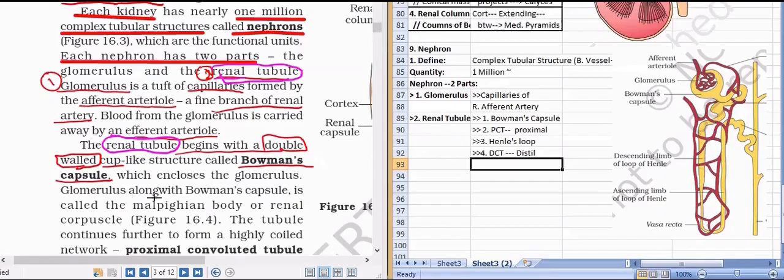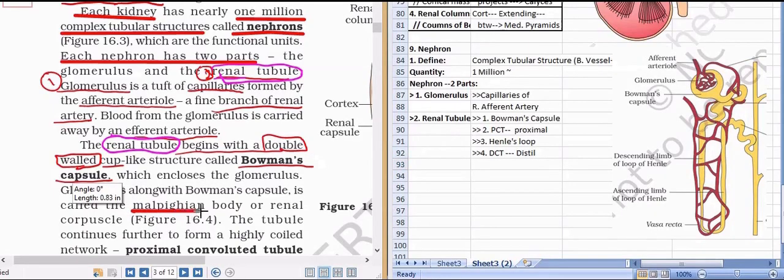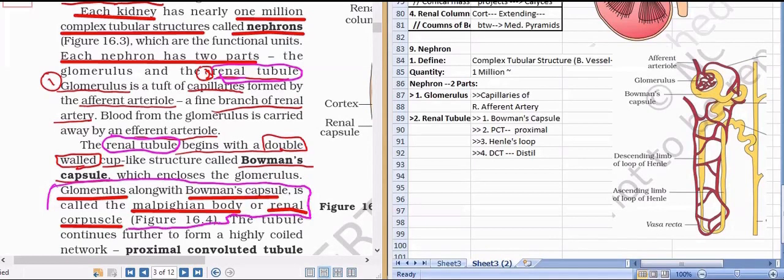Now we'll discuss another part, that is the Malpighian body or renal corpuscle, like red blood corpuscles, meaning cells. What is this? It is made up of one glomerulus plus Bowman's capsule. It is called the Malpighian body. So this is a separate topic. That is glomerulus along with the Bowman's capsule, called the Malpighian body. So let's write it down.